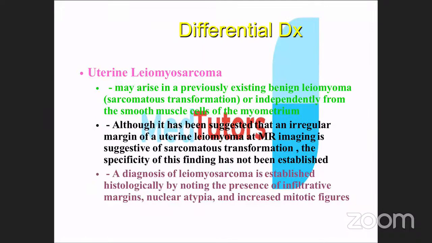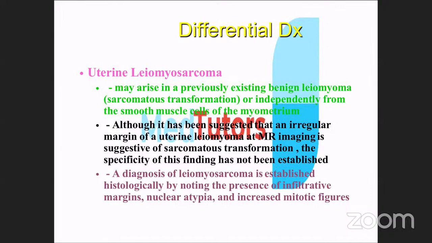Now, another differential is uterine leiomyosarcoma. This can be a situation whereby there's sarcomatous transformation of a pre-existing fibroid. A woman with fibroid that undergoes malignant transformation into a uterine leiomyosarcoma. Or from the beginning, it starts as a tumor, as a malignancy. So it can be de novo or secondary to a malignant transformation in uterine myoma.